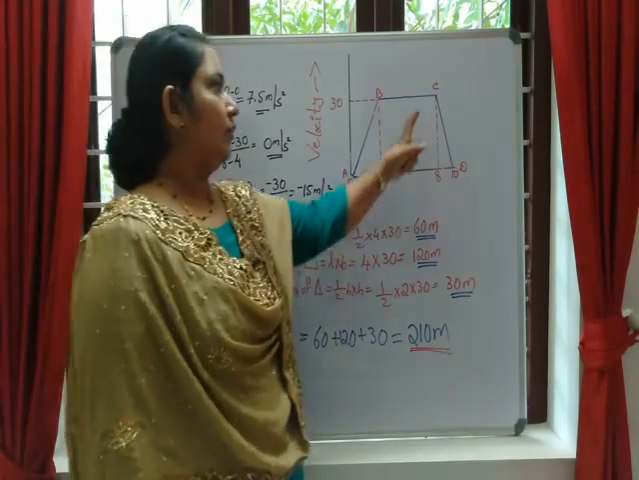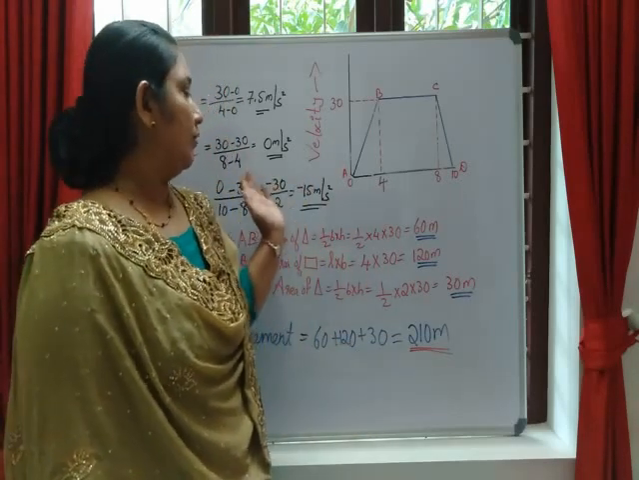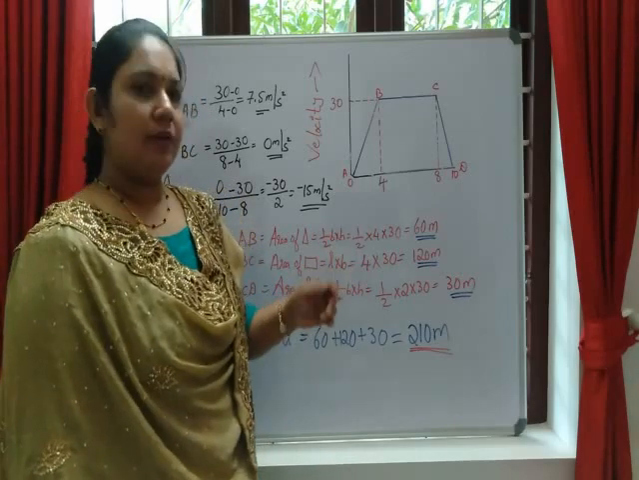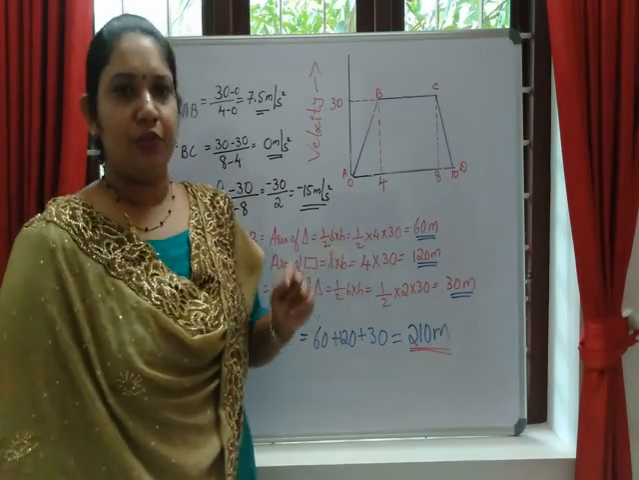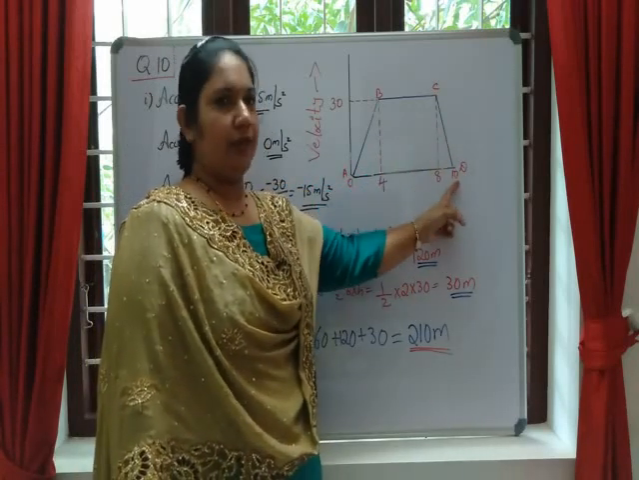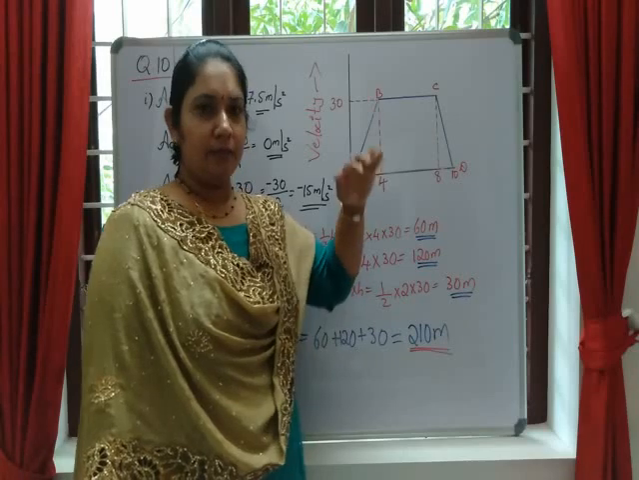Now the acceleration in CD. Actually, it is retardation, but the question is to find acceleration. So from C to D, your final velocity is 0. The bike comes to rest.